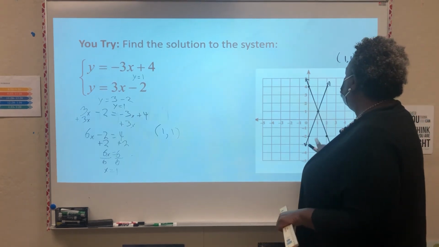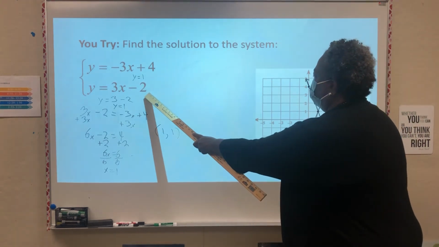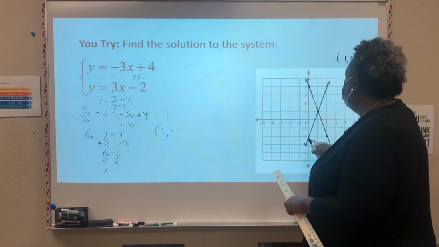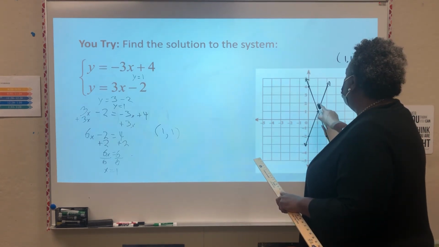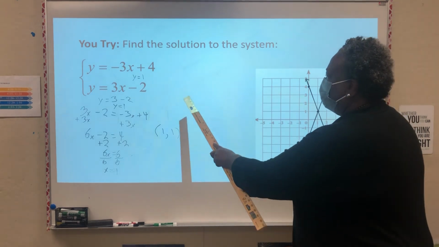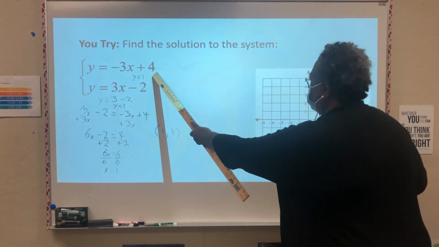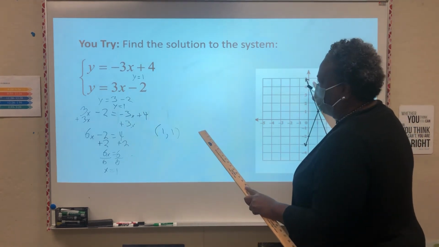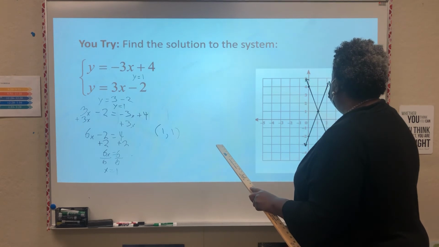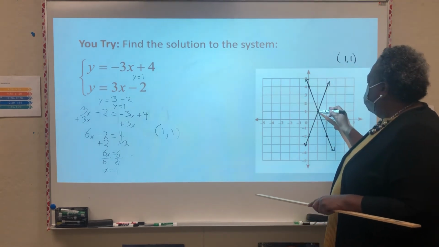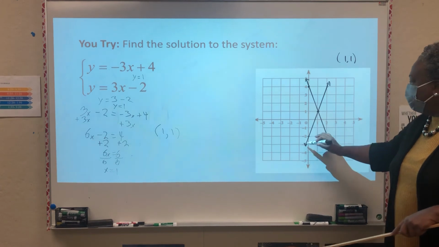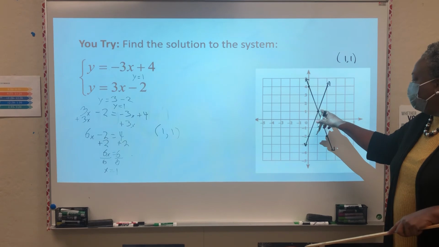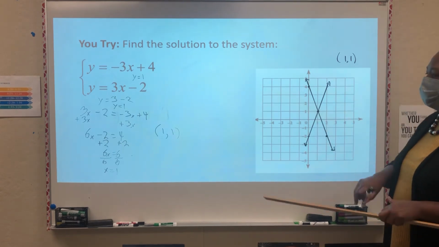Okay, so this one is here, where I started at -2 on the y and went up 3 over 1, up 3 over 1. And this one is my negative slope. So I started at 4, down 3 over 1, down 3 over 1. And this is the point that's on both lines. And so over 1, up 1. So this becomes my x and my y.